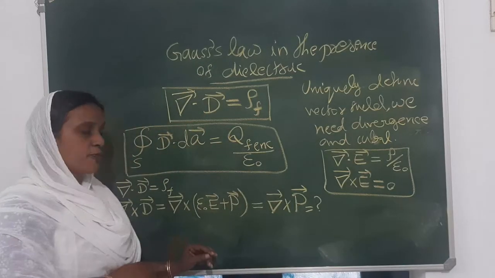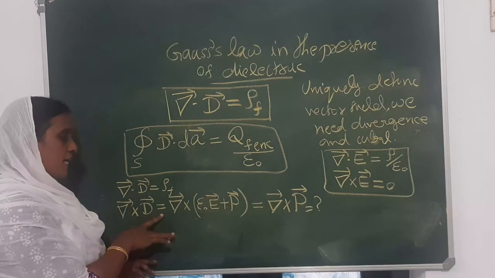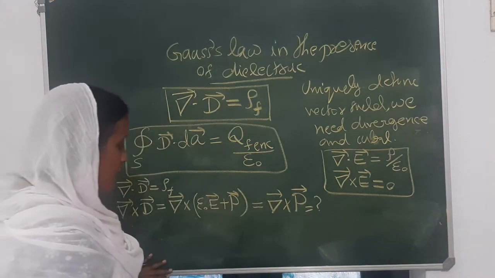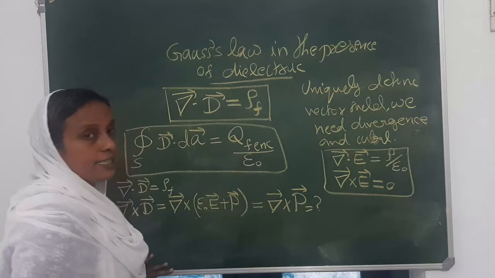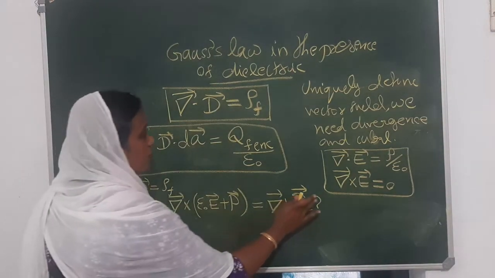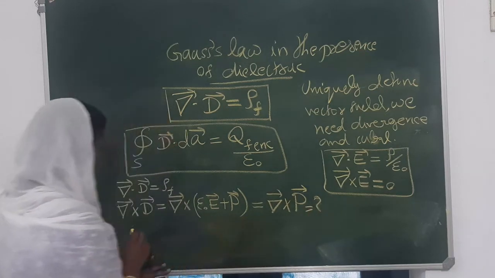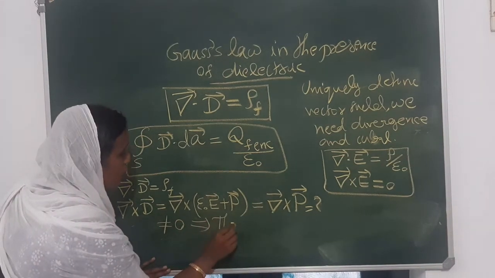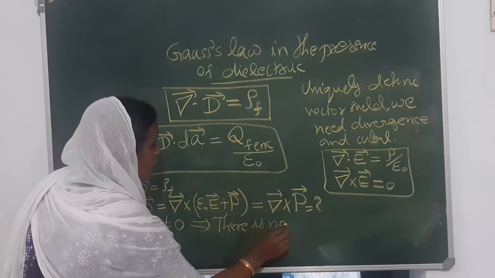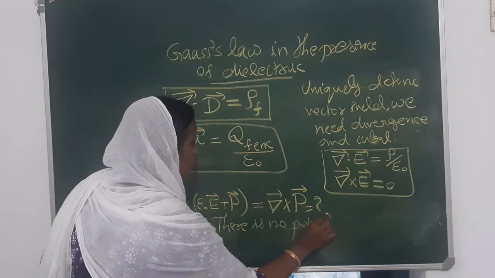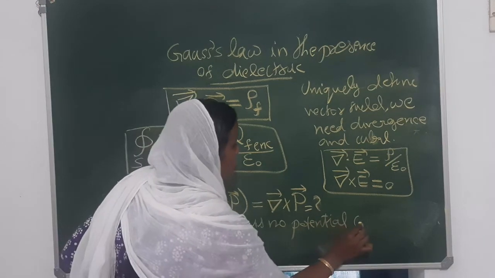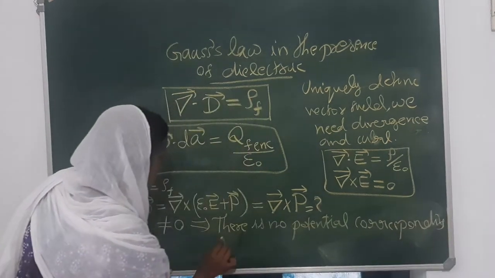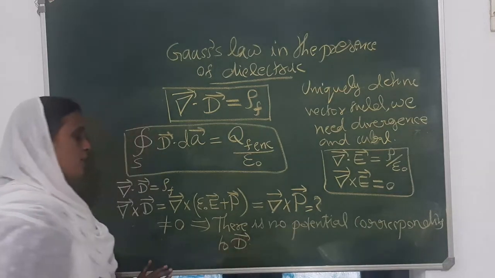In the case of the electric displacement vector, we already saw that del cross D is not equal to 0, and we can't get a scalar potential corresponding to D. This del cross D is not equal to 0, which means that there is no potential corresponding to the electric displacement vector D.